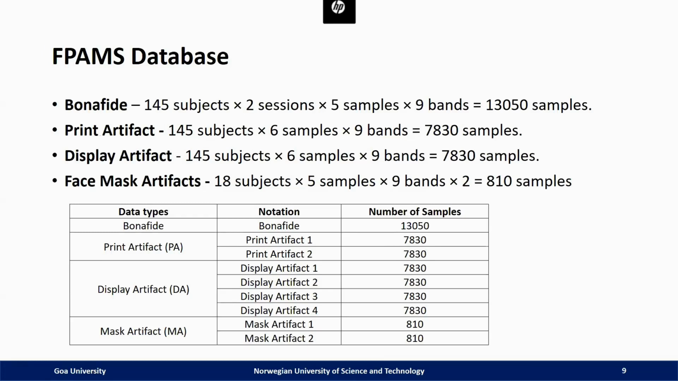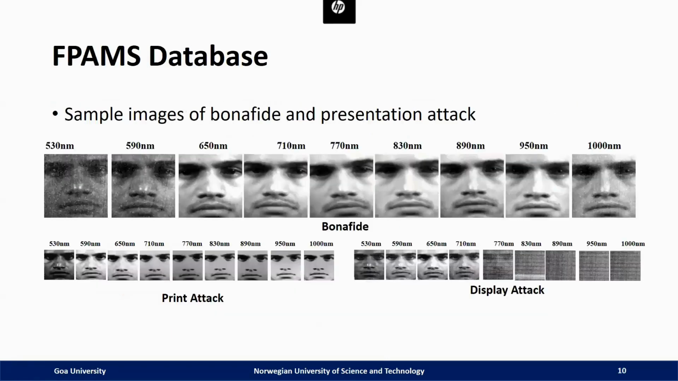And for each session, we have 5 samples, and every sample has 9 bands. So this is the variability we try to have. And then for every subject, we have 2 different kinds of print artifacts, 4 different types of display attacks, and 2 different types of masks. When it comes to masks, it is very costly to have 145 masks for every subject. So we randomly sampled 18 subjects, and then we constructed a mask database for only a small subset of the subjects.